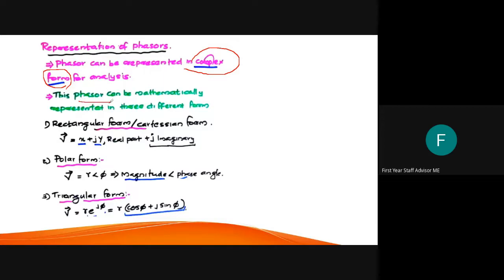There are different methods to represent a phasor. One is rectangular form or Cartesian form. You can name it both ways. When a phasor is represented in rectangular form, I can write it as x plus jy. x is the value on the real axis and j is a quantity. What is the value of j? It is the square root of -1, and y is on the imaginary axis.